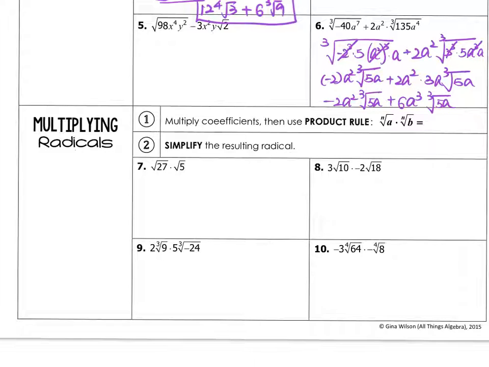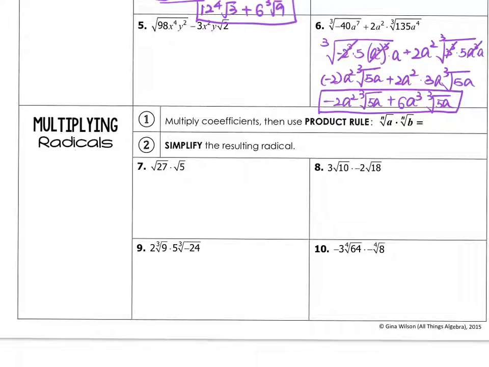So that's my final answer. If you want to factor the cube root of 5a out and just have negative 2a squared plus 6a cubed times cube root of 5a, that works as well.